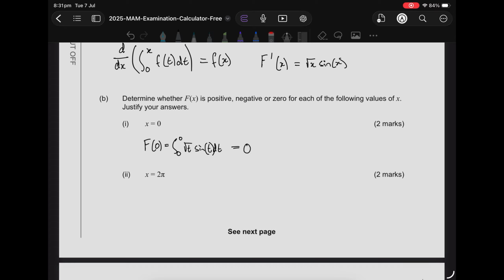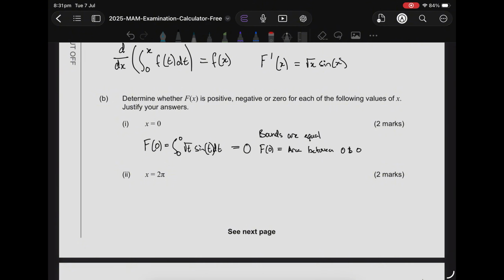And for justification, you can write bounds are equal, or you can state that F of 0 equals area between 0 and 0 under the curve.